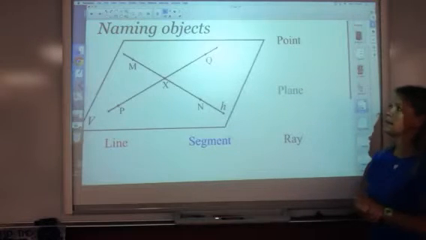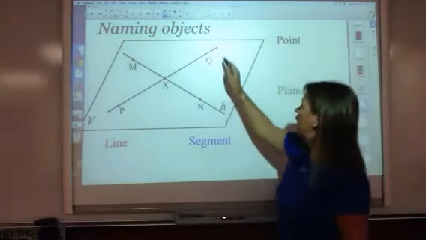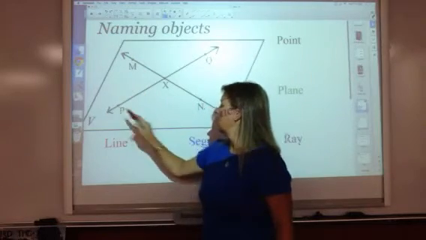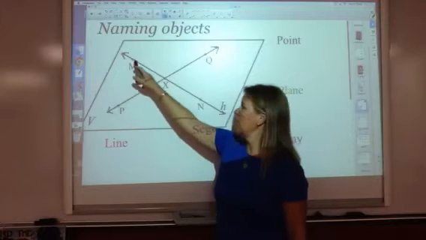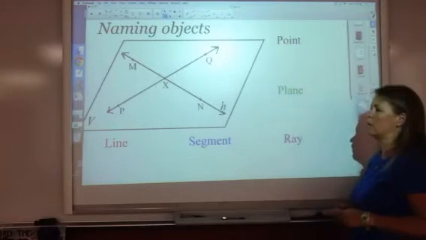Go ahead and pause it and draw this diagram. Notice at the end of each line I have an arrow. And by each letter there's actually a point drawn. There doesn't have to be, but I do have a point there for them.